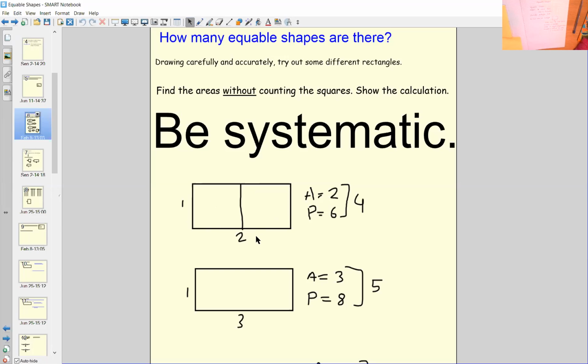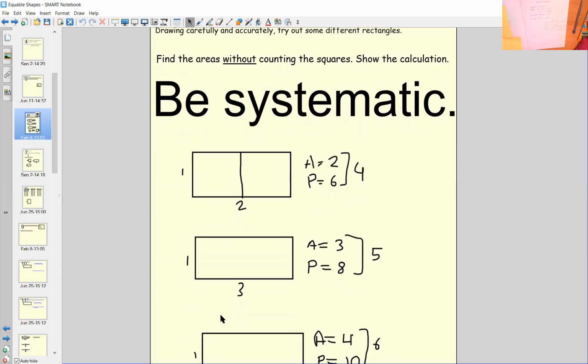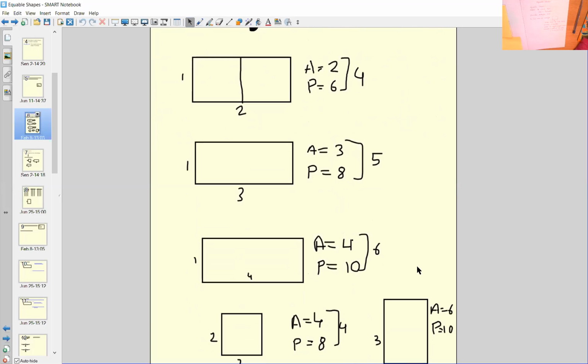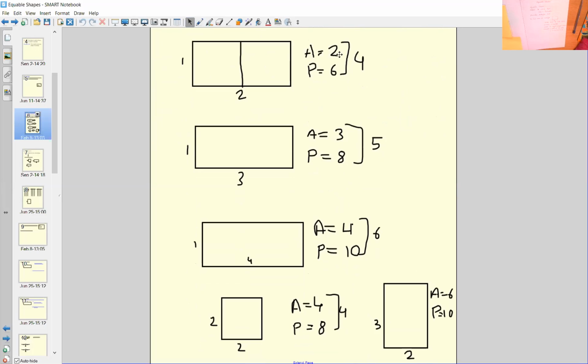Now here, as you can see, I was asking you yesterday to work out equable shapes systematically. So I was asking you to make sure that you're changing just one thing in the rectangle. So either you change the height or you change the length, and this is an example that I was giving you. So here we said that the height is 1 and the length is 2. Here the height was 1, length is 3, and then we carried on. And as we were doing that, we noticed that the difference between the area and perimeter was increasing every time.